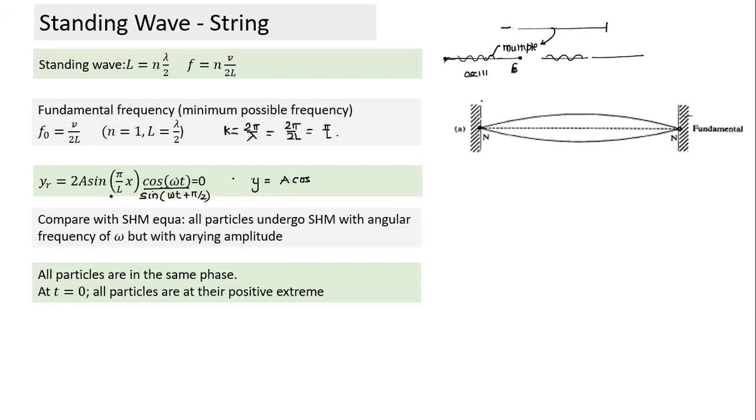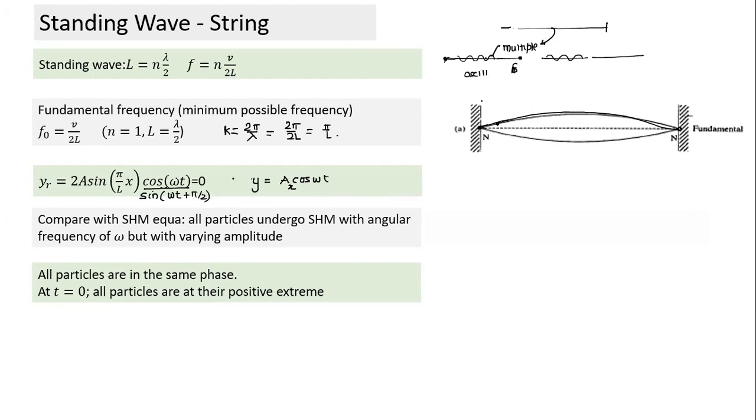And so every particle, I could have written this as Ax into sine of omega t. What does Ax indicate here? The amplitude of the particle at position x. The moment I substitute t is equal to 0, what is the y of every particle? Every particle would be at its positive extreme. So at t is equal to 0, this will be the shape of the string, with all particles at their positive extreme.